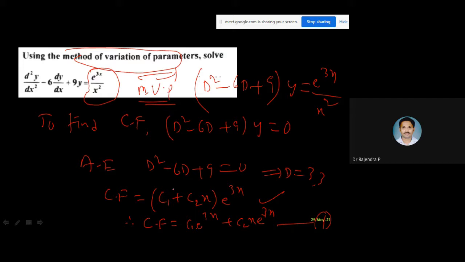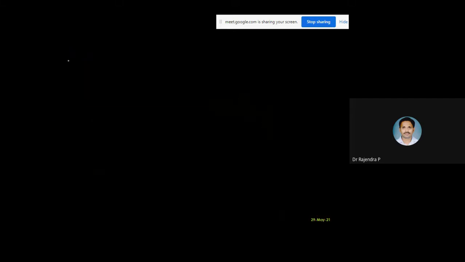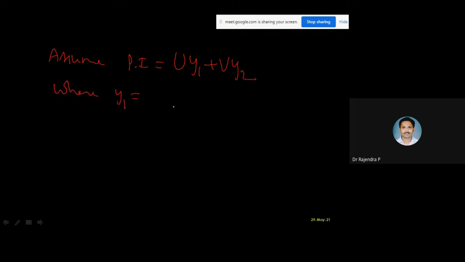With the help of this equation 1, I am going to assume my particular integral. So assume your particular integral as u y1 plus v y2. So what is y1 here? Just go back: e power 3x. y2, go back: x e power 3x. That's all.